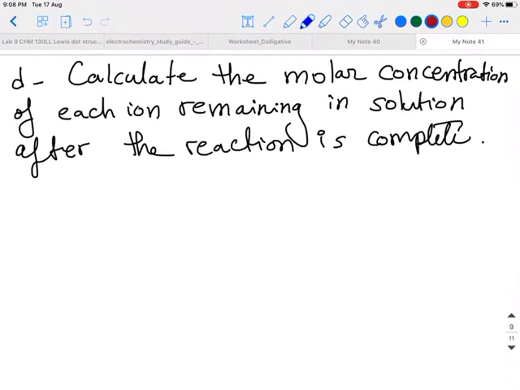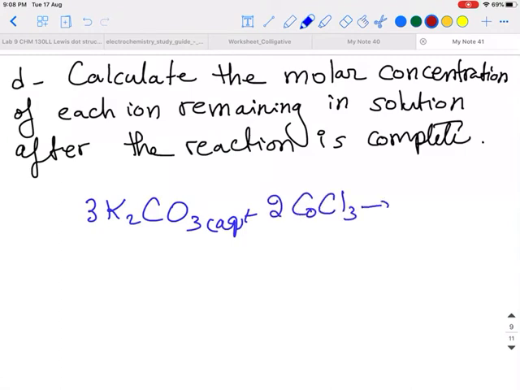Now part D, calculate the molar concentration of each ion remaining in solution after the reaction is complete. Okay, let me just rewrite the equation. 3K2CO3 aqueous plus 2CoCl3 to produce Co2(CO3)3 solid plus 6KCl.